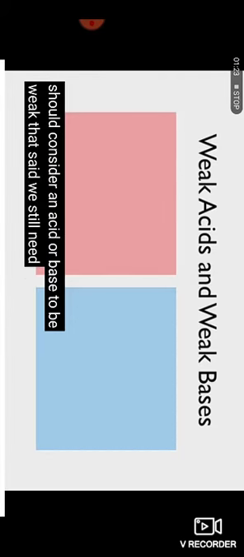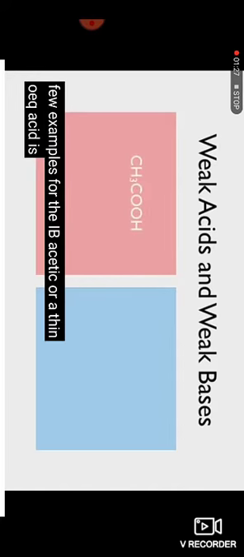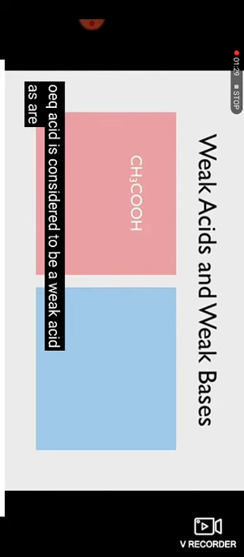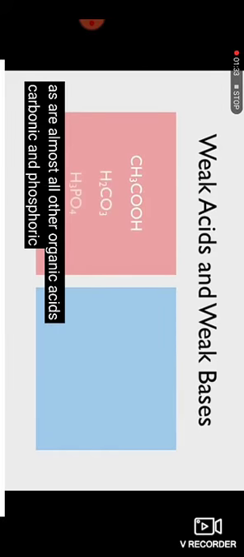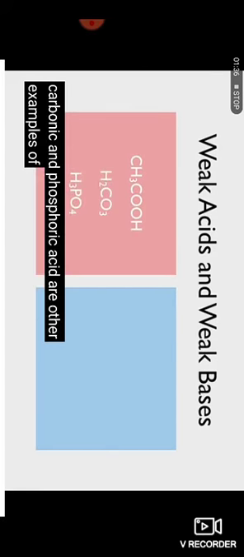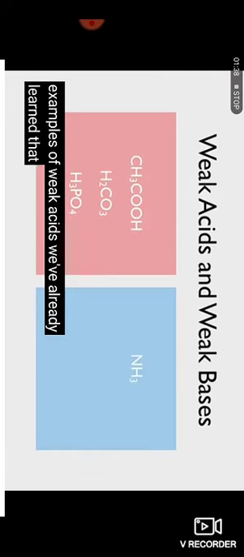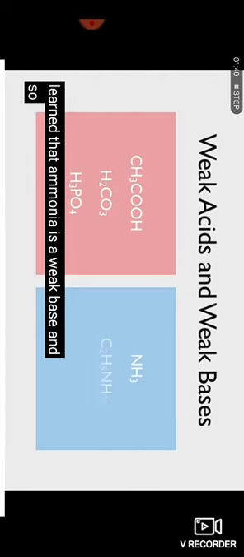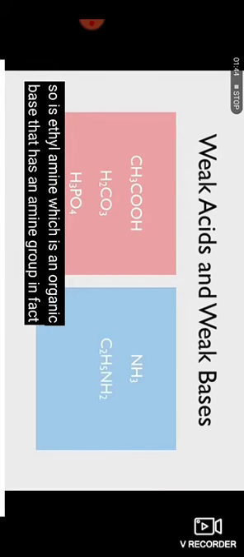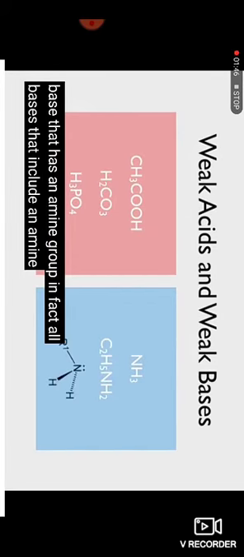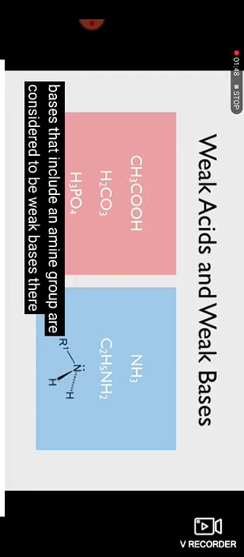That said, we still need to know a few examples for the IB. Acetic or ethanoic acid is considered to be a weak acid, as are almost all other organic acids. Carbonic and phosphoric acid are other examples of weak acids. We've already learned that ammonia is a weak base, and so is ethylamine, which is an organic base that has an amine group. In fact, all bases that include an amine group are considered to be weak bases.